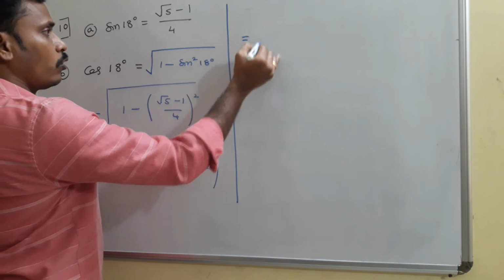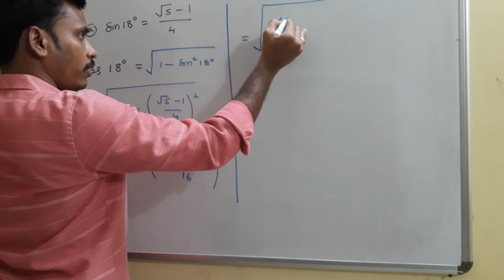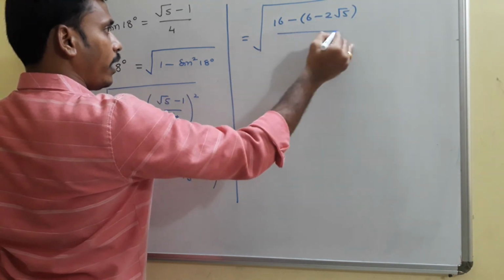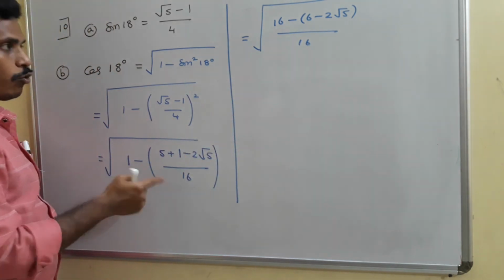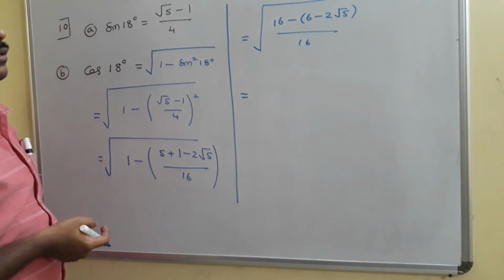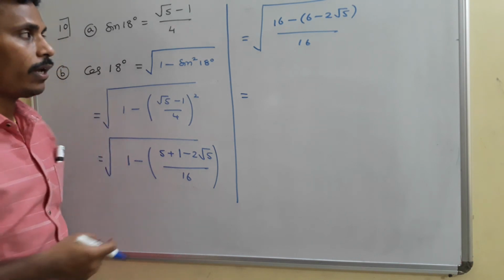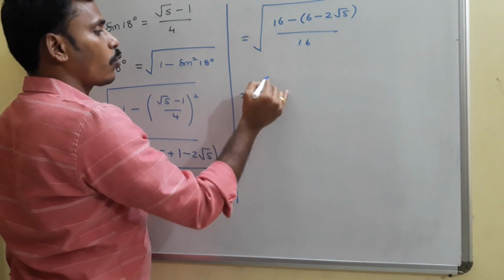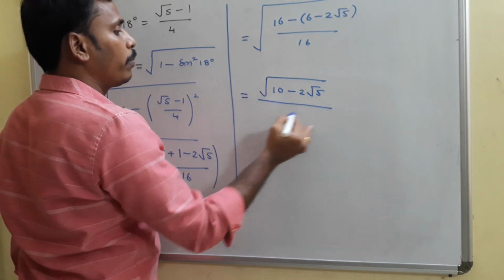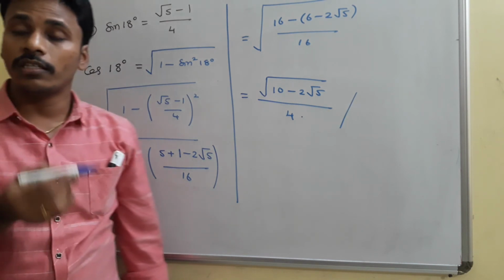If you take LCM 16, that is the square root of (16 minus (6 minus 2 root 5)) divided by 16. 16 minus 6 is 10, so 10 minus 2 root 5 divided by 16. In the sense, the square root of 10 minus 2 root 5 divided by 4 is the value of cos 18 degrees. This you also need to memorize.